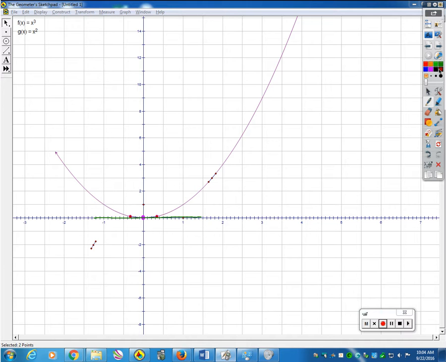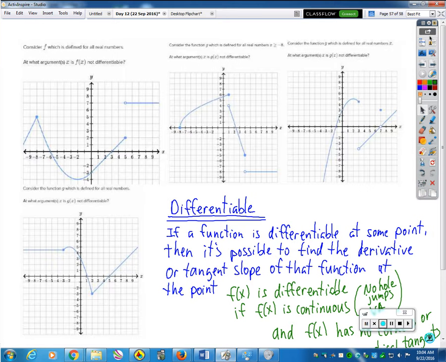So if I came over here to this point, I can do the same thing. I can choose a point to the right, create a secant line, a point to the left, create a different secant line. As those two points get close to the center, you see what the tangent slope is supposed to look like. Questions? Awesome. Okay, back to the notes over here.